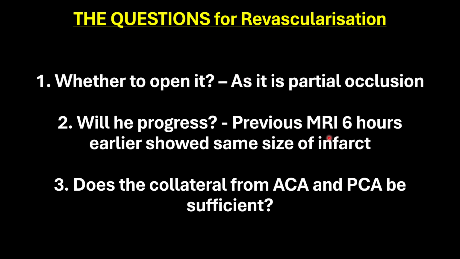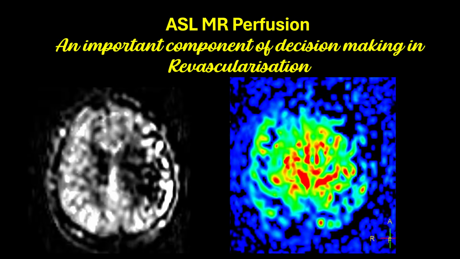Now, if the patient has not progressed, the other question is, why has he not progressed? That could be because of the collaterals which came from the anterior cerebral artery and posterior cerebral artery, which we really do not know how long it is going to keep that area of the left MCA perfused. So what to do? That is where the ASL arterial spin labeling MR perfusion technique comes into play.